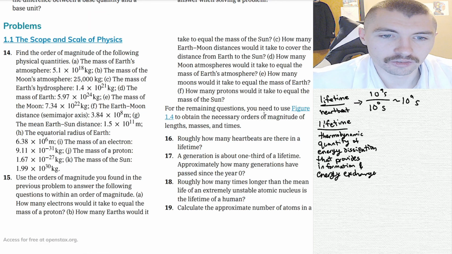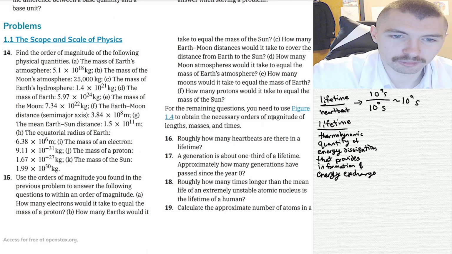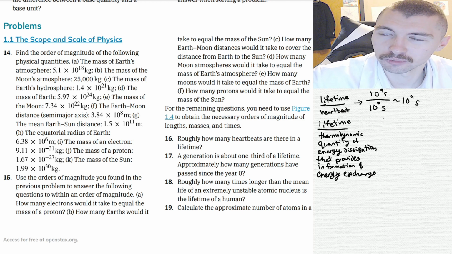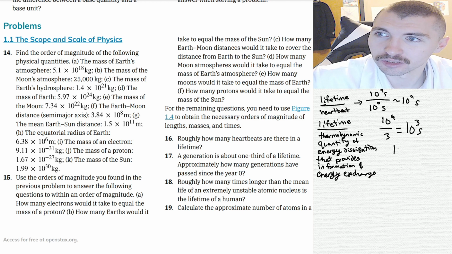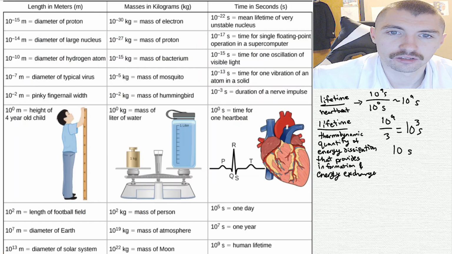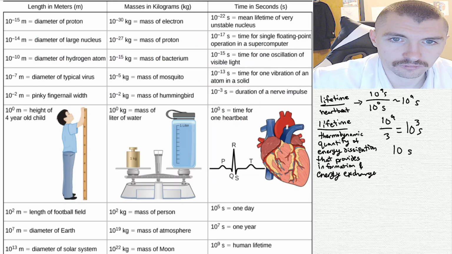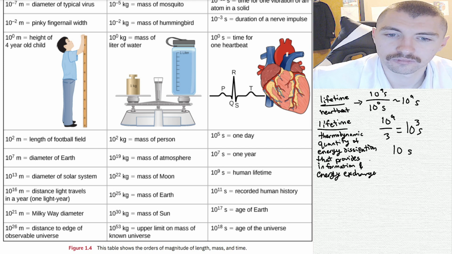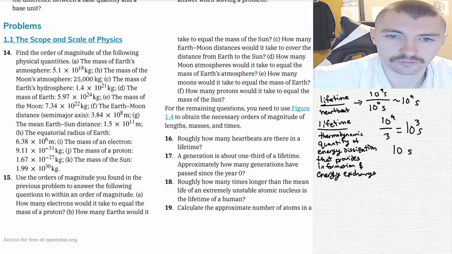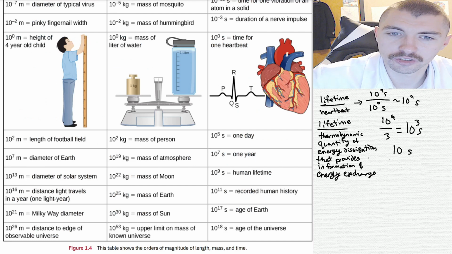So now a generation is about 1/3 of a lifetime. So what is it saying? A generation is 10 to the 9 over 3, which is 10 to the 3 seconds. How many generations have passed since the year 0? So we're taking the year 0, which is 10 to the something seconds. Since year 0. So year 0 is recorded human history.